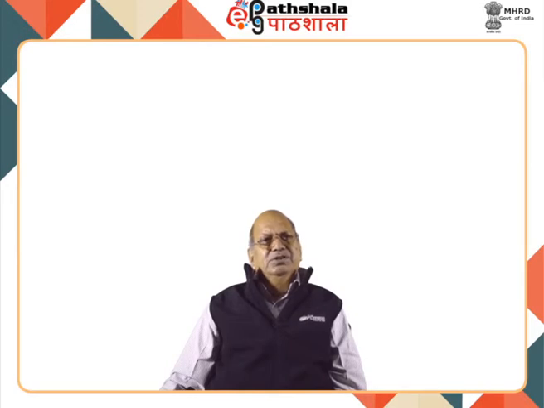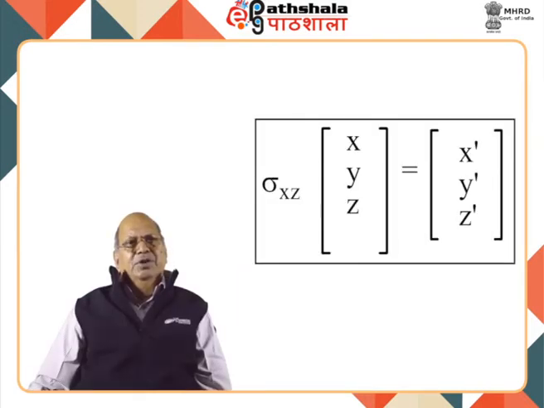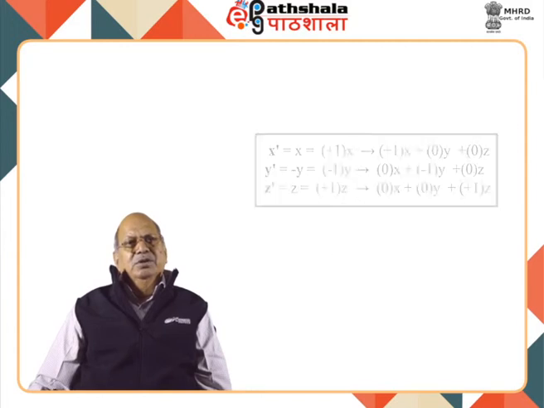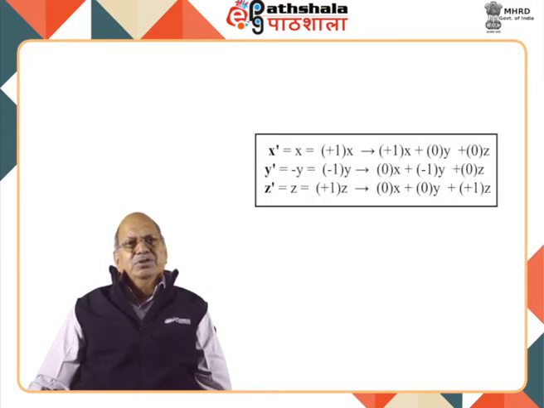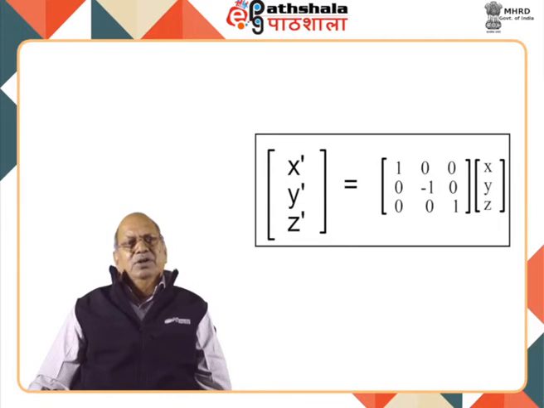This is represented as shown over here, that is sigma xz operated on this, we get x dash, y dash, z dash, and this effect is shown in the diagram. The corresponding equations are x dash is equal to plus 1x plus 0y plus 0z, y dash is equal to 0x minus 1y plus 0z. Z dash is equal to 0x plus 0y plus 1z. And in matrix form, this can be written as 1 0 0, 0 minus 1 0, 0 0 1.